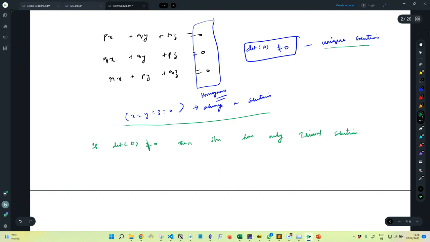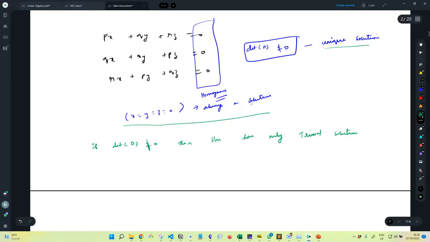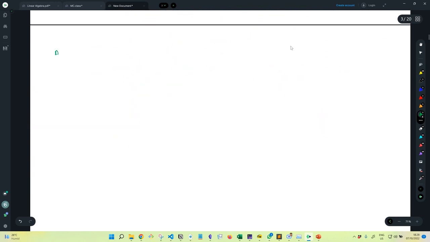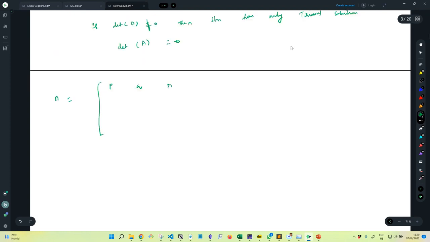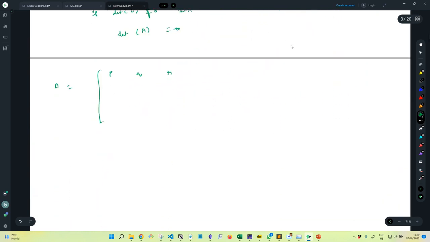This means, to answer the question, they are asking a condition under which the system has a non-trivial solution. Then for the system to have a non-trivial solution, you definitely need determinant of A equals 0. Now let me form the determinant A. You know how to form the determinant A, right? You will put the coefficients here. P, Q, R, Q, R, P, R, P, Q.